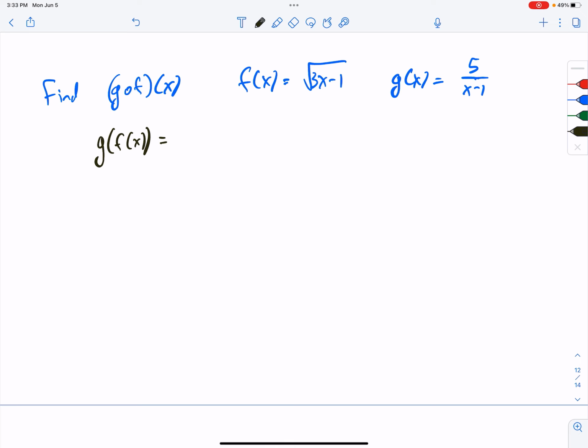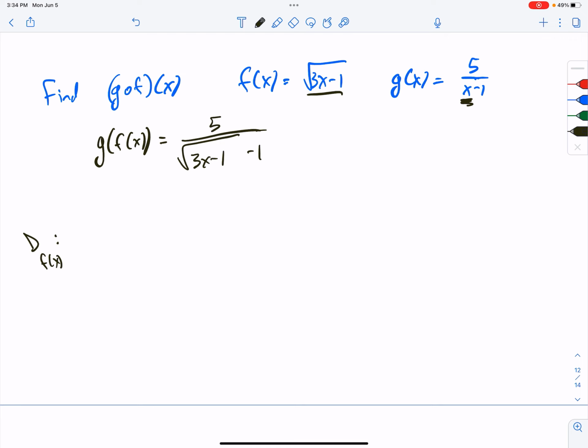Okay, so I'm inputting the f function into the g function. So I'm inputting that in right here for x. So we get 5 over the square root of 3x minus 1, and then minus 1 here. And since the input function is f, I need to find the domain of f of x.